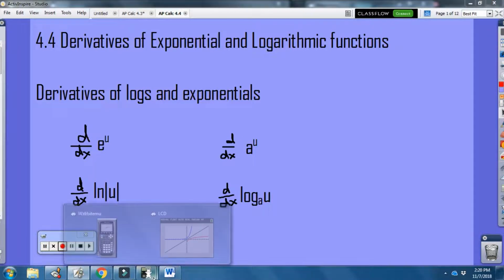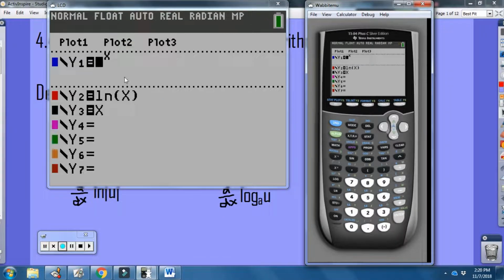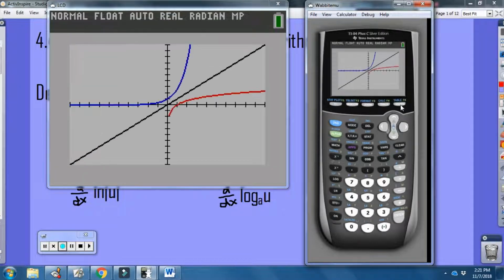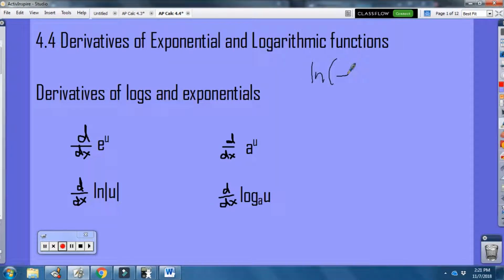If I graph e to the x in blue and natural log of x in red, you can see that they're symmetric around the line y equals x. That's how you show that they're inverses of each other graphically. But all that means is they are inverse operations. They will cancel each other out. If you take the natural log of e to the x, you'll just get x.